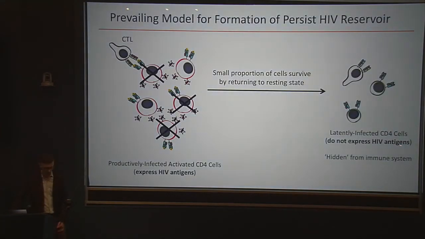So the prevailing model for how the HIV reservoir might form looks something like this. In untreated infection, you have a bunch of infected cells. Some of these just die because the virus kills them. Some are killed by the cytotoxic T cell. So why do these cells go on and form the HIV reservoir? And what most people would say is that they just happen to return to a resting state, that this is stochastic. All the cells are otherwise the same. And the reason that they're able to survive is that they don't express HIV antigen, and they just hide from the immune system.